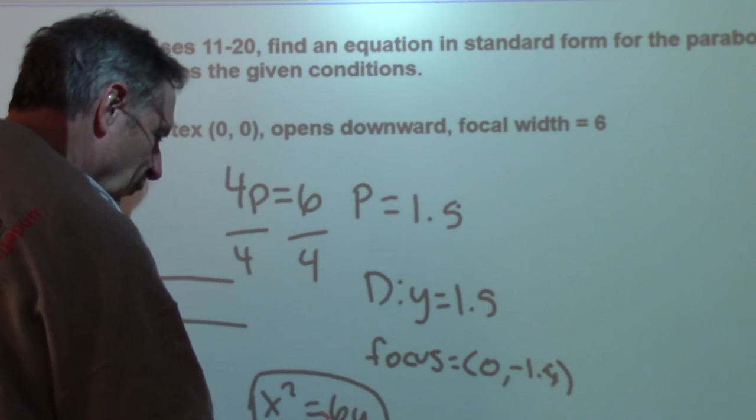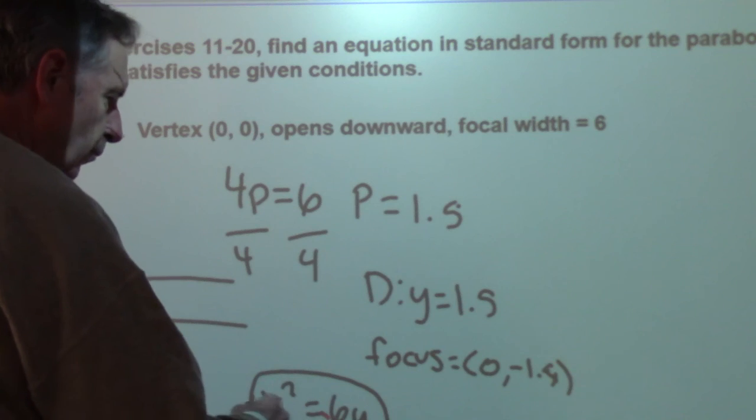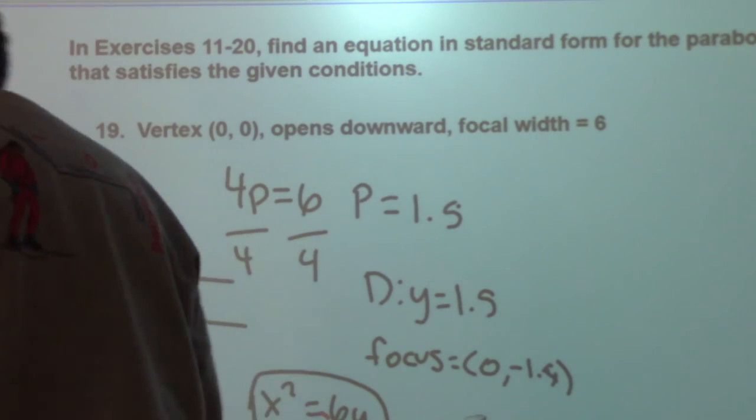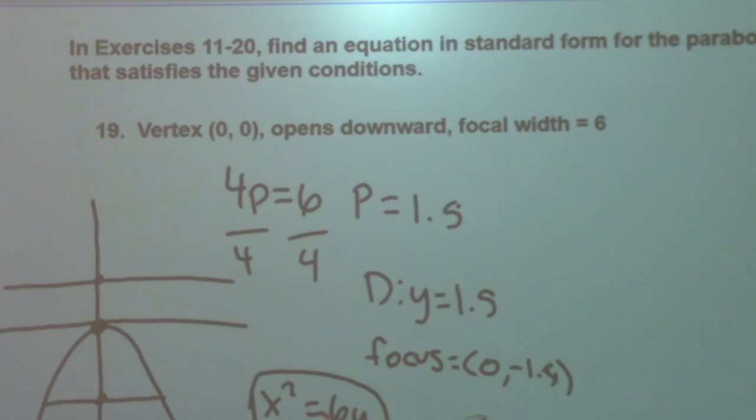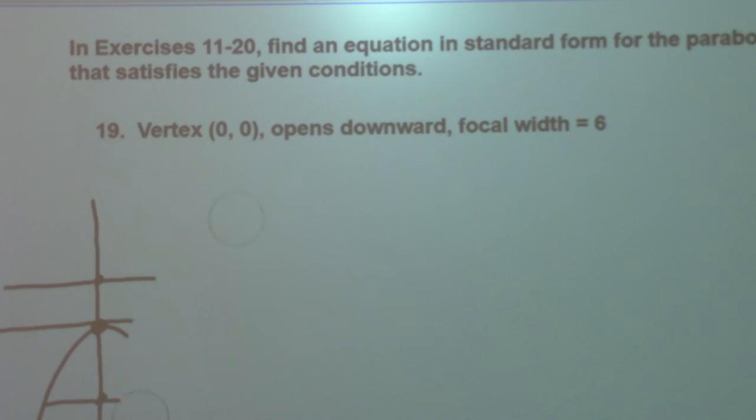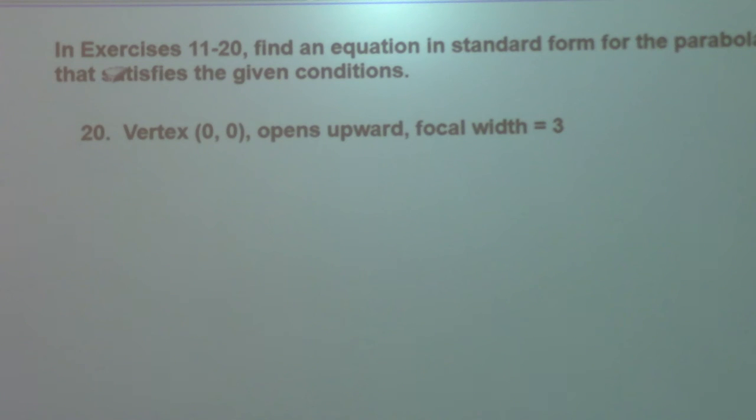So it's going to be negative 6y, opening downward, so x squared is negative 6y. That's what these are called. Okay, last one, number 20. I'm gonna write this down. 20 opens upward, focal width.